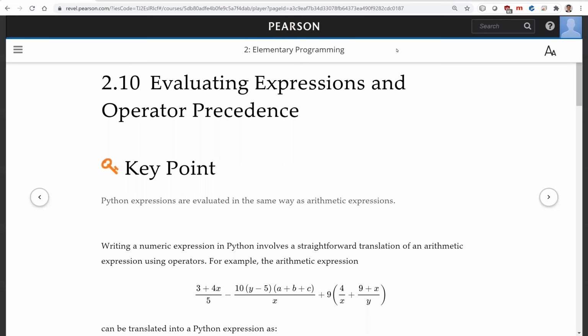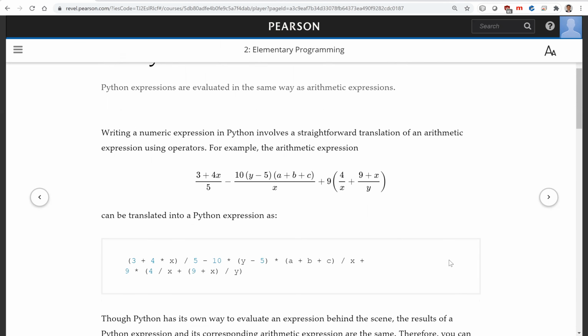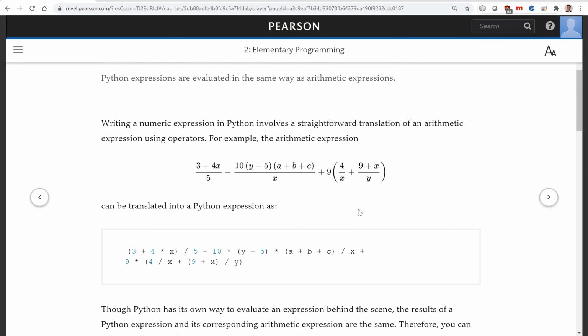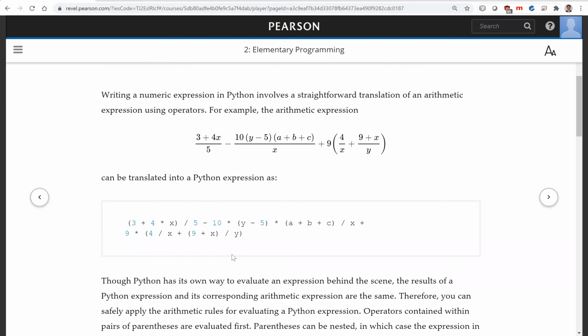Hello, in this video, we will look at evaluating expressions and operator precedence. Python expressions are evaluated in the same way as arithmetic expressions. So let's see, this is the arithmetic expression. Now we translate it into a Python expression.